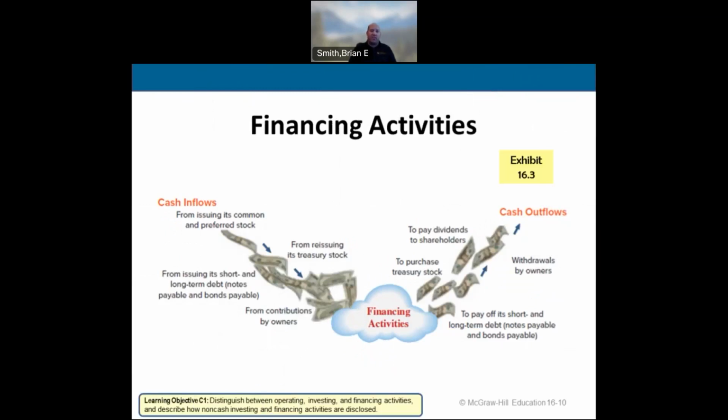It can get this through issuing common stock or issuing long-term debt, basically chapters 12, 13, and 14. It uses money to pay dividends to shareholders, to purchase treasury stock or to reissue it, and for owner withdrawals or dividends, however that case may be. It is also used to pay off short and long-term debt, the actual amounts, the principal on it.